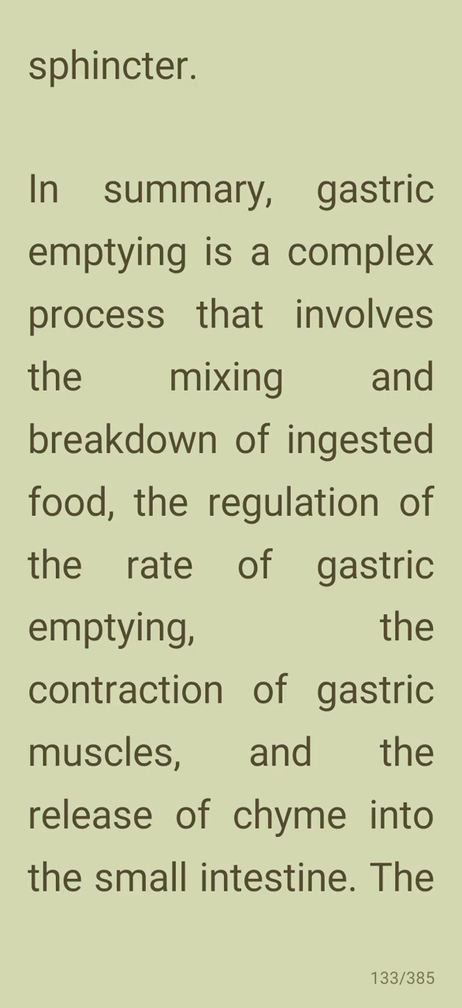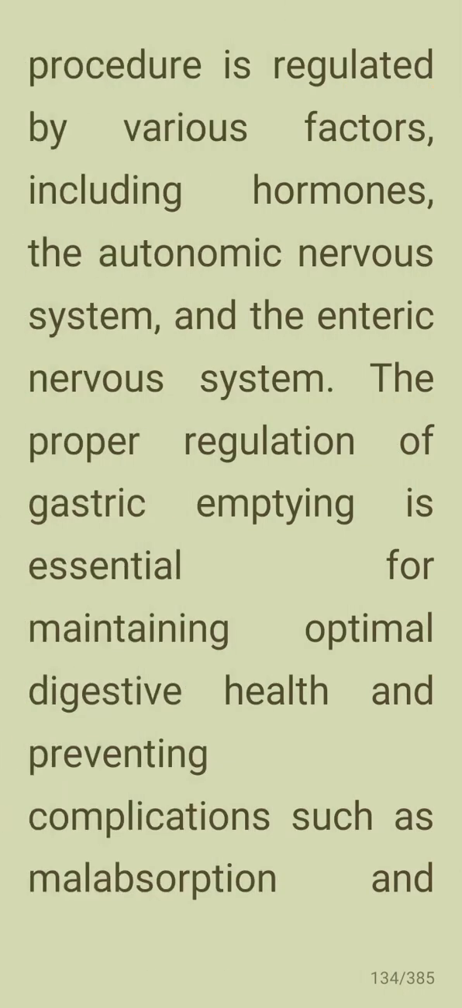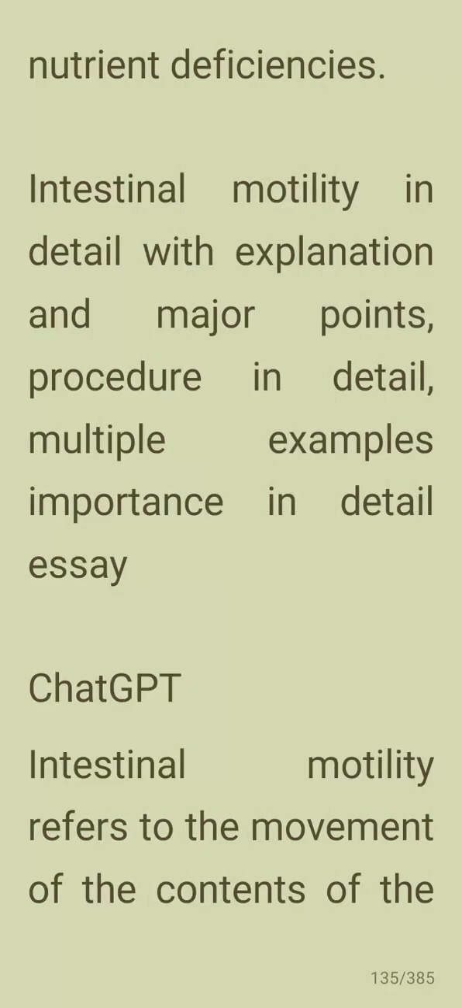In summary, gastric emptying is a complex process that involves the mixing and breakdown of ingested food, the regulation of the rate of gastric emptying, the contraction of gastric muscles, and the release of chyme into the small intestine. The procedure is regulated by various factors including hormones, the autonomic nervous system, and the enteric nervous system. The proper regulation of gastric emptying is essential for maintaining optimal digestive health and preventing complications such as malabsorption and nutrient deficiencies. Then, intestinal motility.